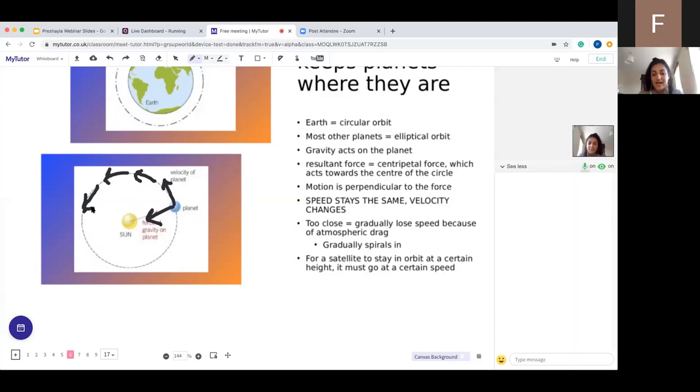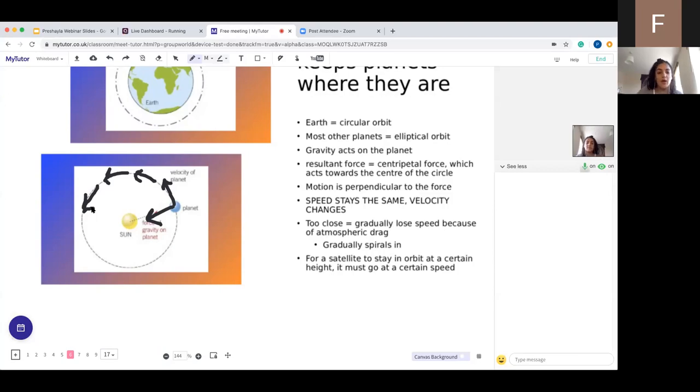But that planet has a constant speed. Okay, the planet has a constant speed. And if it has a constant speed, but a changing direction, it has a changing velocity. Because remember, velocity is a combination of speed and direction. And if one changes, the whole thing changes. So if direction changes, velocity changes, although it's still going the same speed.